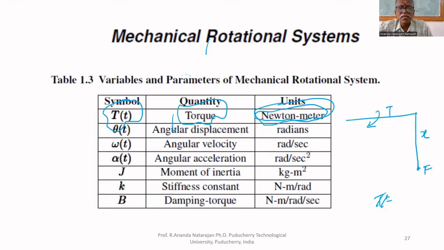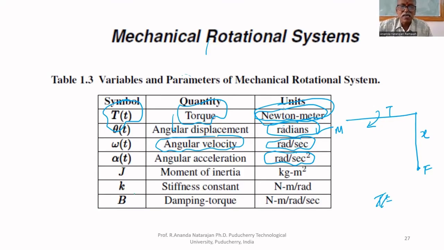Angular displacement is theta radians. Angular velocity is omega, radians per second. Angular acceleration is radians per second square. Linear means here meter, linear means meter per second, linear means meter per second square acceleration. Here radians per second square.